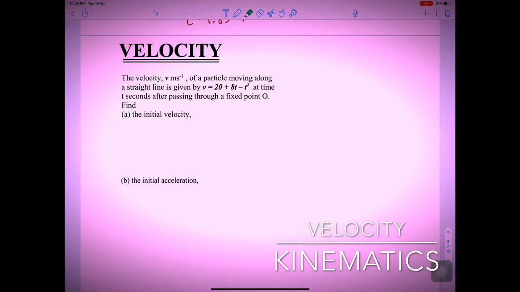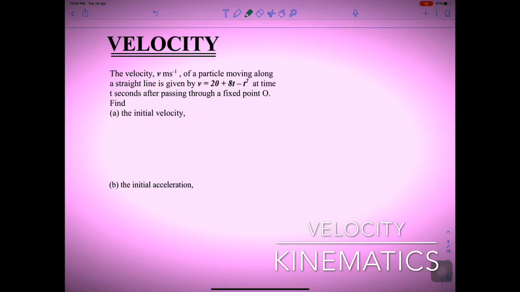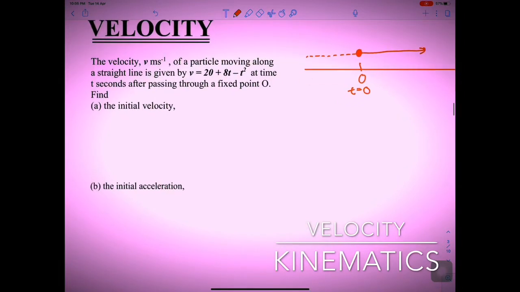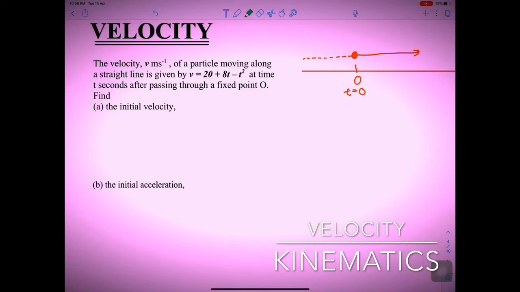Let's discuss the example for a simple question. The velocity v meters per second of a particle moving along a straight line is given by v equals 20 plus 8t minus t squared at time t seconds after passing through a fixed point O. This is the diagram, where O is at t equals 0 and the particle is passing through O. Question A, find the initial velocity.